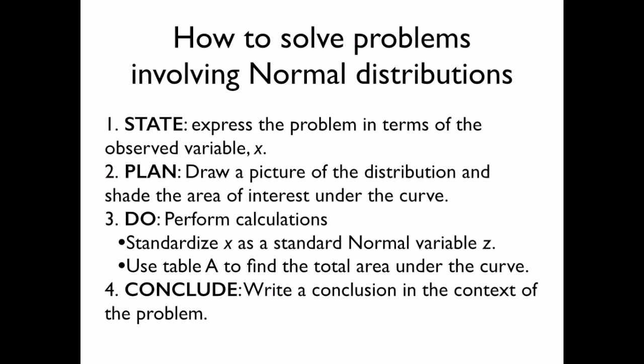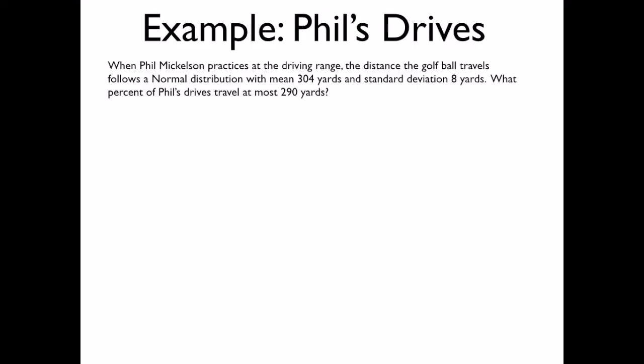You'll still draw a picture of the distribution and shade the area. And then in step 3, that's where the difference occurs. Instead of standardizing the score and then using table A, you'll use a calculator function called normal CDF. So here's how it works. So we have our example.